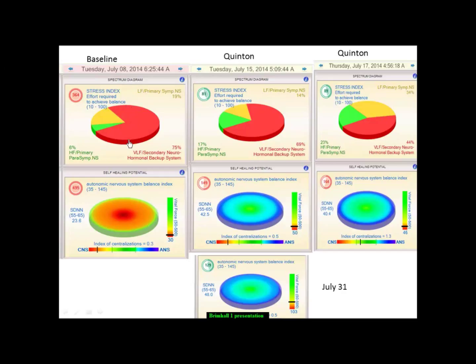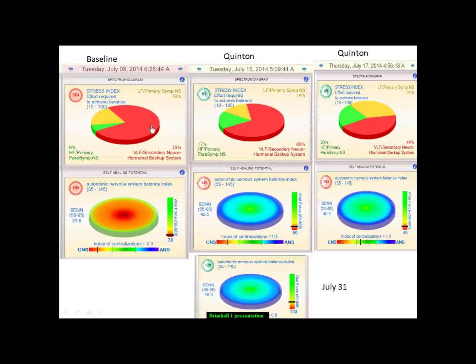And VLF, we see a lot of VLF when we're talking about, well, let's just say we'll call that aging right now. We don't want to see a lot of this big red here in somebody who's relatively young. And so what we want to see is that come down. And we'll talk more about that. This is the neurohormonal backup system when the autonomic nervous system is getting tired, and it calls in this backup system here, which is not as efficient as the autonomic nervous system.